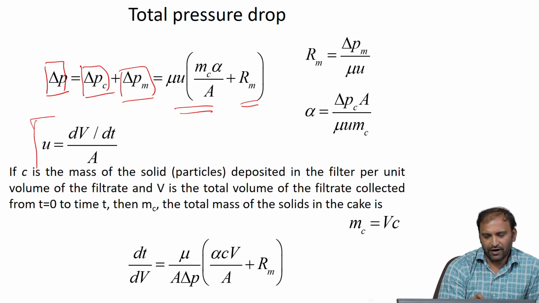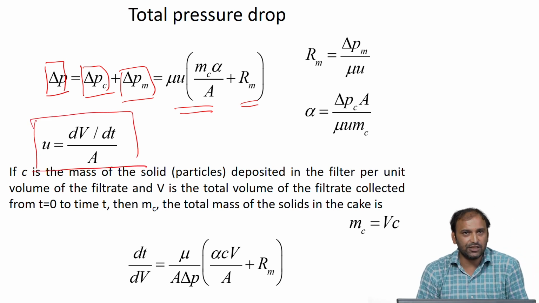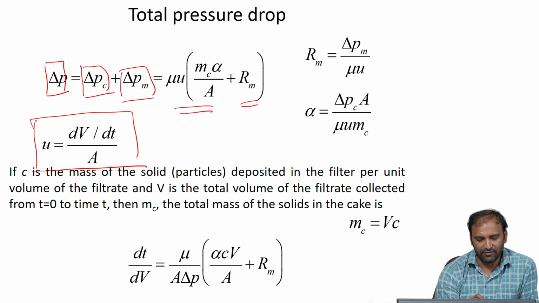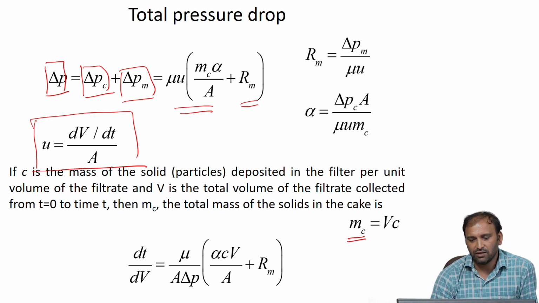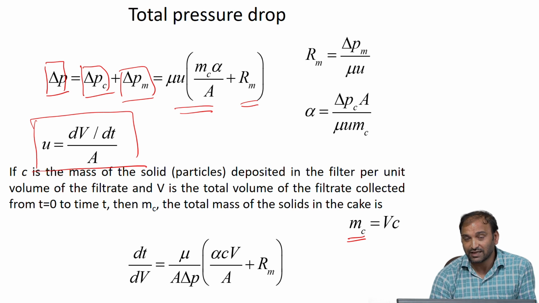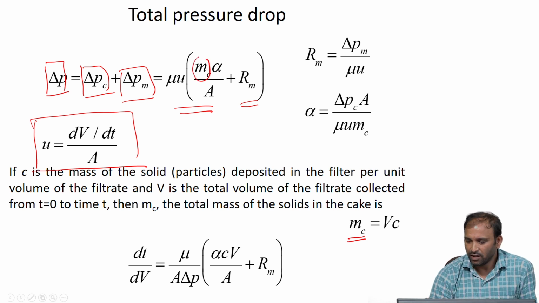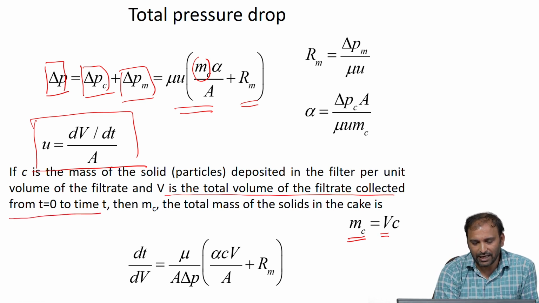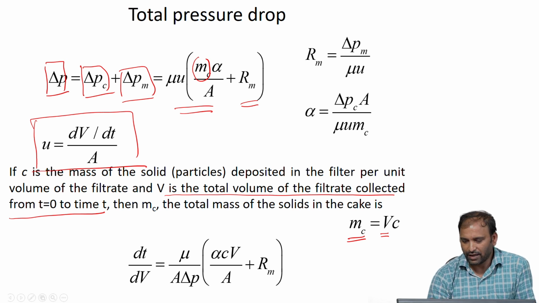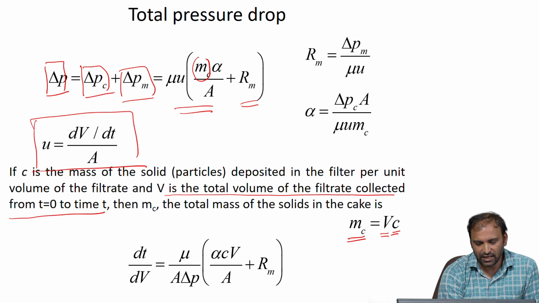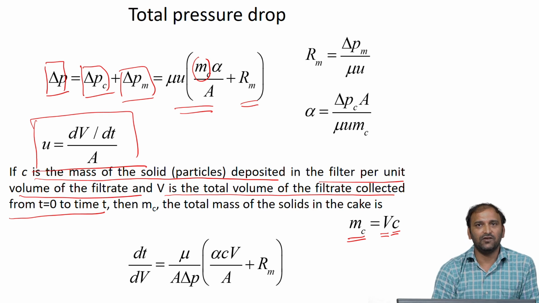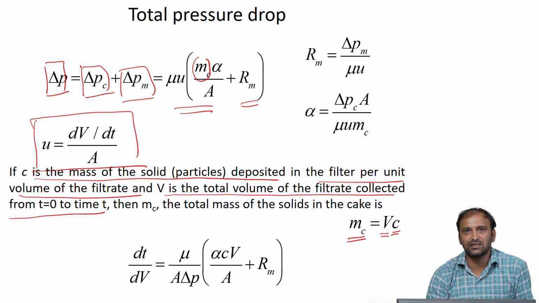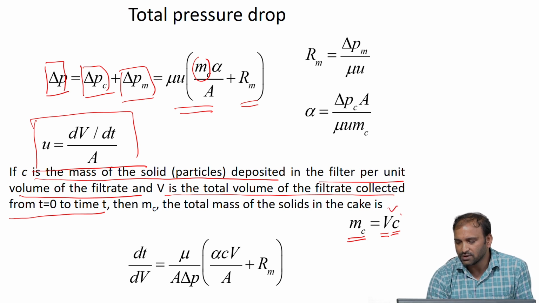Now we have defined u, which is the superficial velocity, as dV by dt divided by A. You can relate mc, which is the mass of the cake that is deposited, in terms of V, which is the total volume of the filtrate collected from time t equal to 0 to time t, and c, which essentially is the mass of the solid particles deposited in the filter per unit volume of the filtrate. If I know these two quantities, mc essentially is the product of V times c.